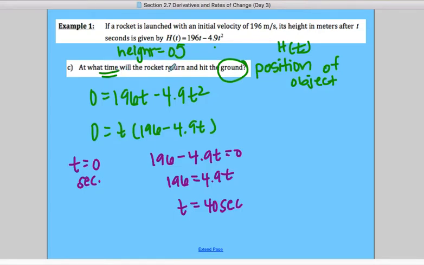So at what time will the rocket return and hit the ground? This is our only valid option, but it is always important to make sure you include that you found t equals 0 as well. Okay, that is part C.